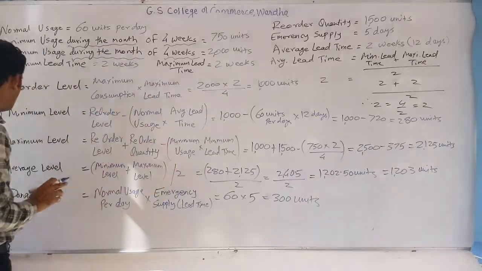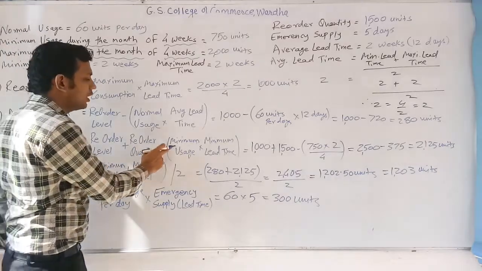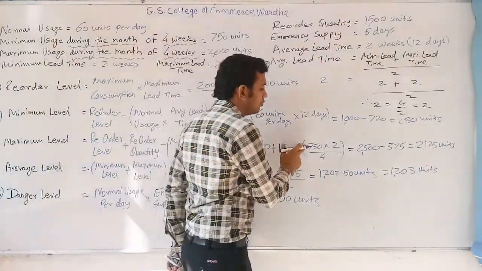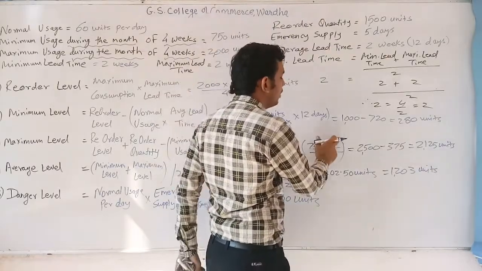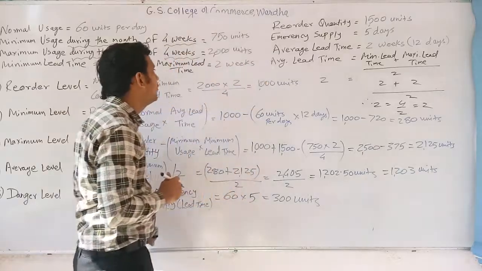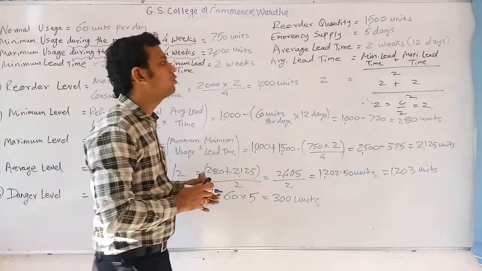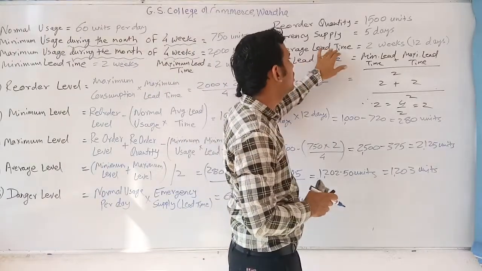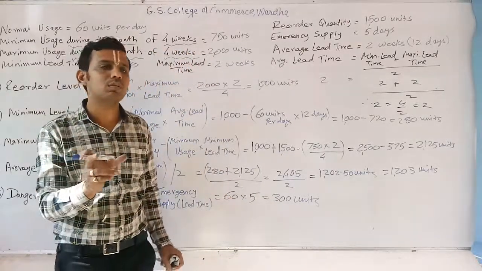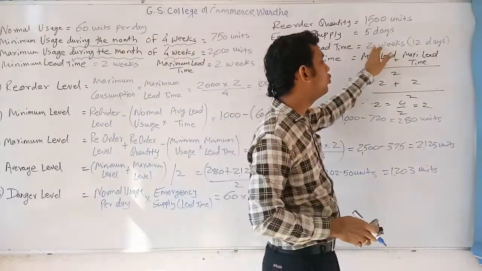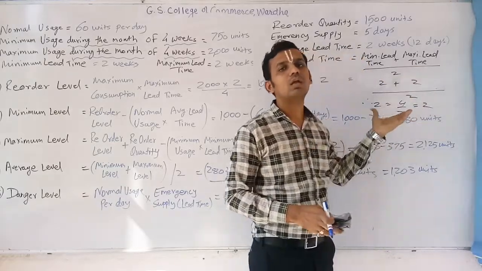Similarly, we did the same thing while calculating the maximum level of stock. We used the minimum consumption of 750 multiplied by 2, the minimum lead time, divided by 4, where 4 was the monthly period we have taken. Again, there was another catch regarding the lead time. Here the average lead time was given, whereas there was no band of average lead time. They have given the average lead time of 2 weeks. Hence we put the values in the formula and calculated it in the reverse pattern.